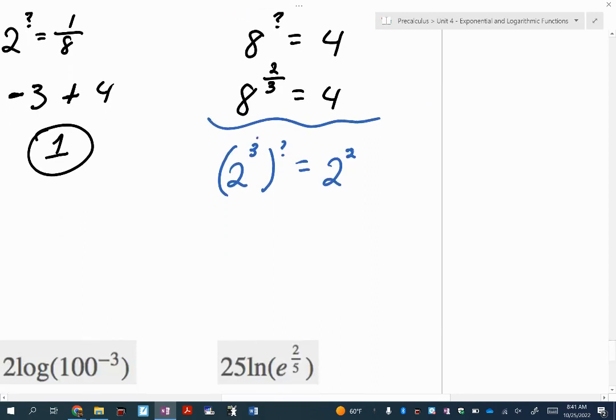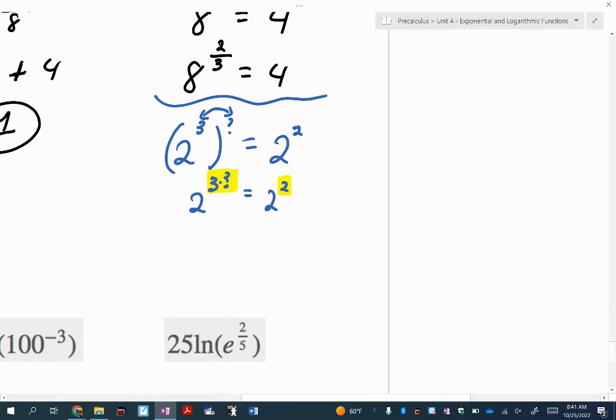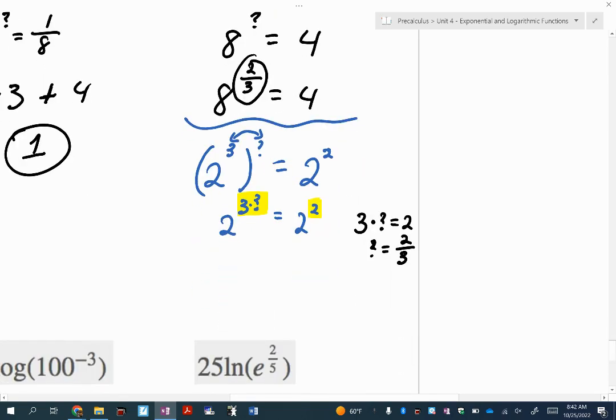Think back to your rules. This is power to a power. We're going to multiply. So 2 to the 3 times question mark equals 2 squared. When my bases are the same, these exponents have to be equal to each other. So essentially that becomes 3 times something equals 2. And so if I divide both sides by 3, I get 2/3, which is how I got that 2/3. Now that's not the answer, right? Because now I need to do 6 times 2/3, which is going to be 4.